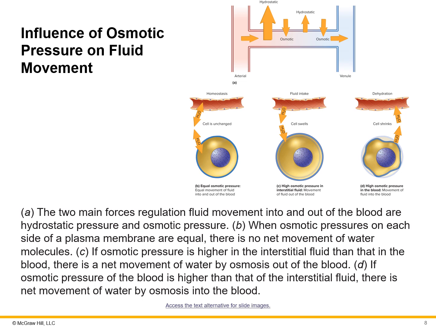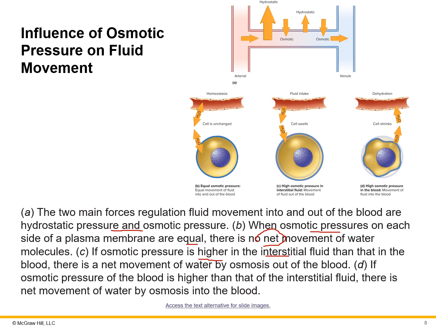So if we look at the effect of osmotic pressure, those are the two main forces: hydrostatic and osmotic pressure. When the osmotic pressure on each side is equal, there's no net movement. Now that doesn't mean there's no movement. It just means that if some water goes in, some comes out, so they're offsetting.